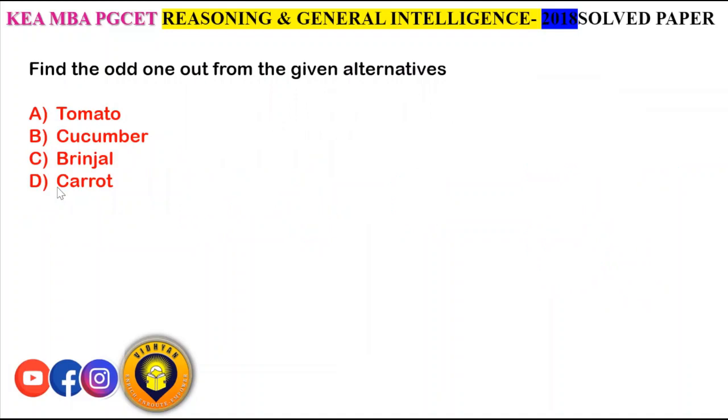Next one. Find the odd one out from the given alternatives. Tomato, cucumber, brinjal, carrot. So which is the odd one out here? The odd one out is carrot because it grows below the ground. Okay, right? Next.